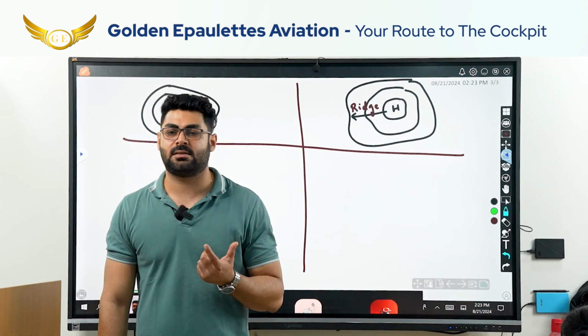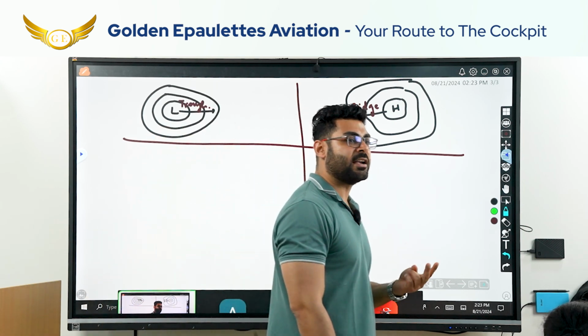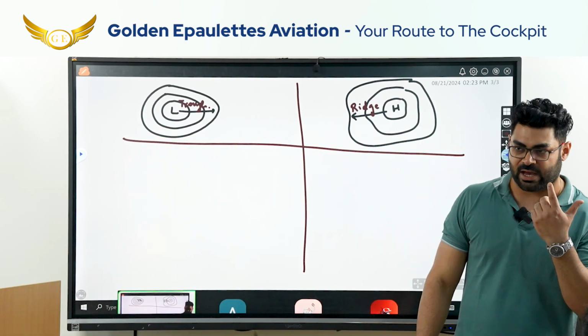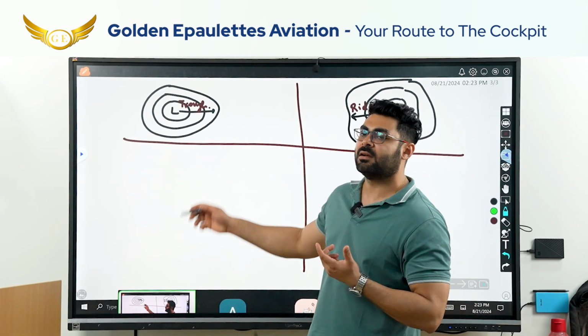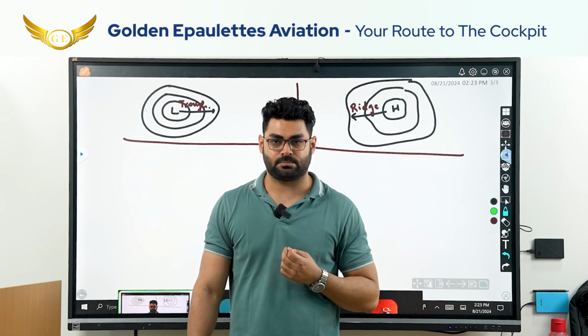In low pressure, we have bad weather. Bad weather in the sense, we have strong winds, we have rain, we have other activities which are happening, which I said yesterday, which I had covered yesterday also. Weather is a little bad, but visibility is good.